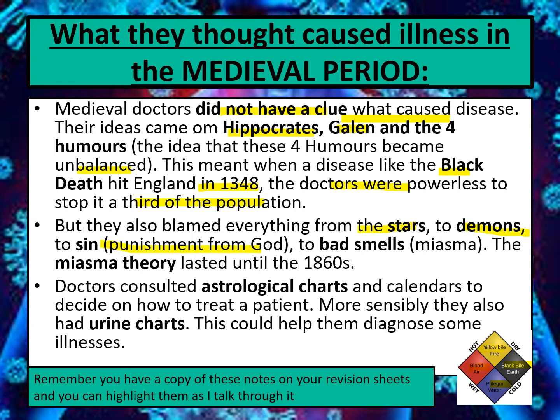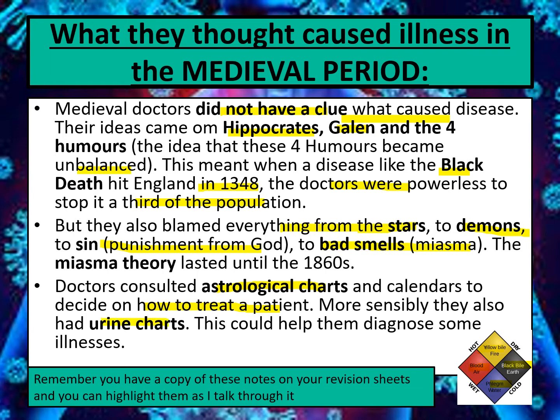But they also believed in things like bad smells causing disease, and that is known as the miasma theory. And that actually lasted until the 1860s, until they actually started believing in Pasteur's germ theory. Now, doctors would try and do things like consulting astrological charts and calendars to try and decide on how to treat a patient, because remember that they believed that things like the stars and the planets being misaligned were what actually caused illness. But they did also have some quite sensible things as well, like urine charts.